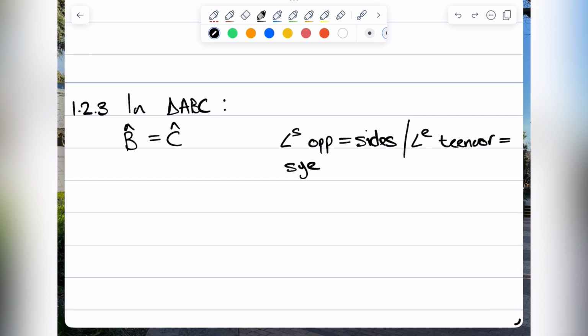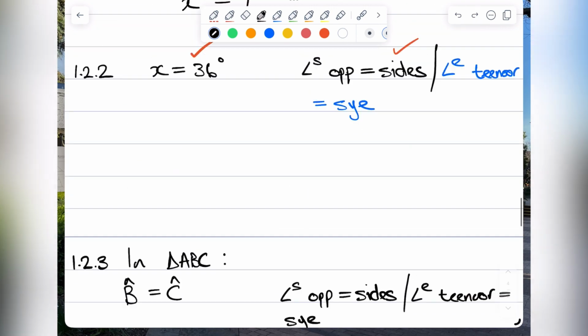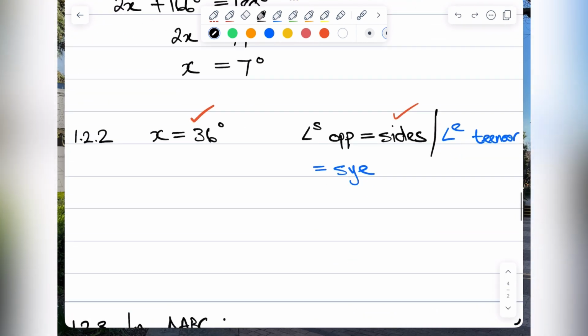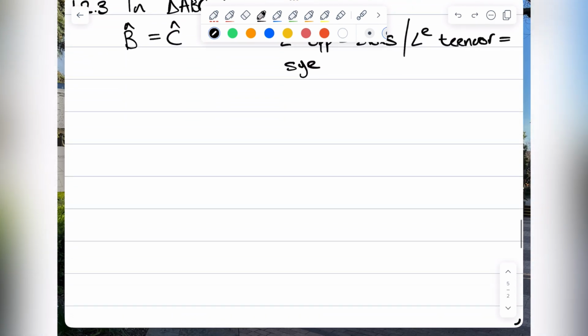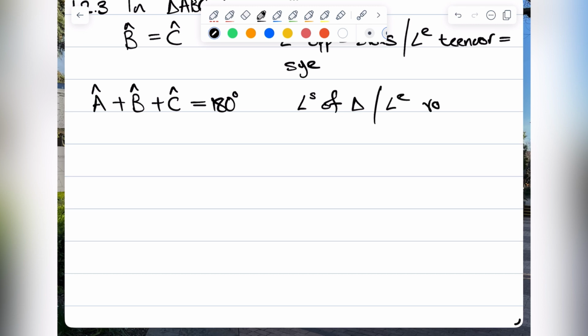So hoek B is gelyk aan hoek C, en ons het gesê hoekom. Then I can say, well, I'm going to use the property of triangles, which says that angle A plus angle B plus angle C is equal to 180 degrees. I know this because the interior angles of a triangle must add up to 180. So the reason for that is angles of triangle. Hoeke van driehoek.